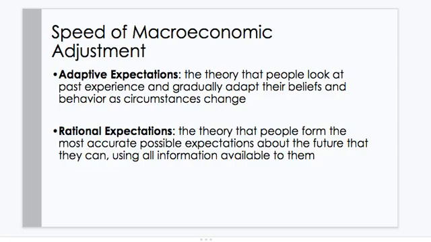The speed of macroeconomic adjustment. Adaptive expectations: the theory that people look at past experience and gradually adapt their beliefs and behavior as circumstances change. Rational expectations: the theory that people form the most accurate possible expectations about the future that they can, using all information available to them.